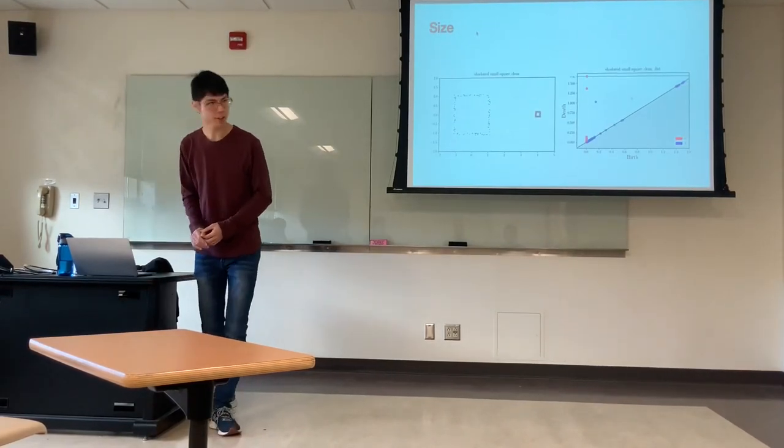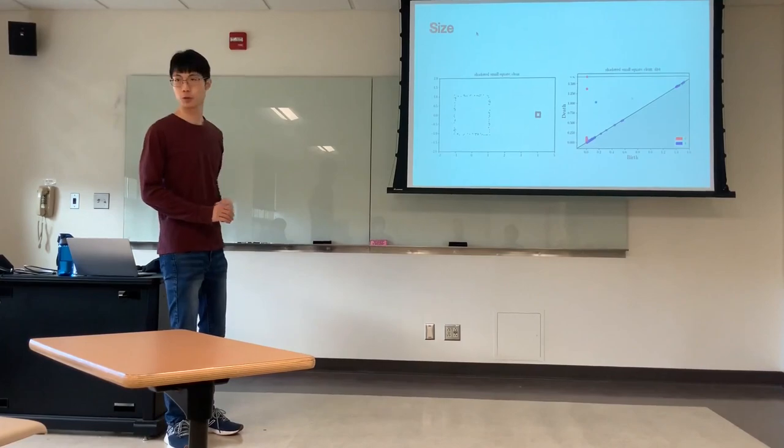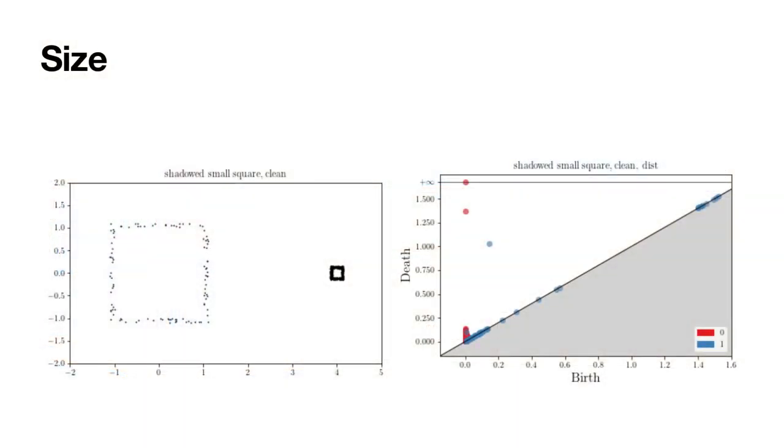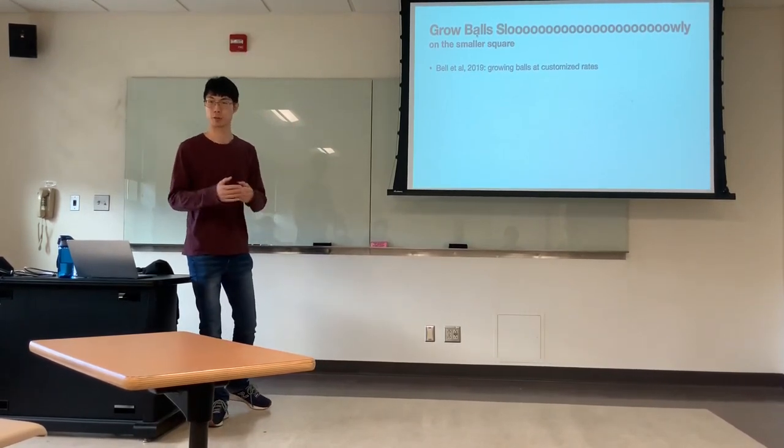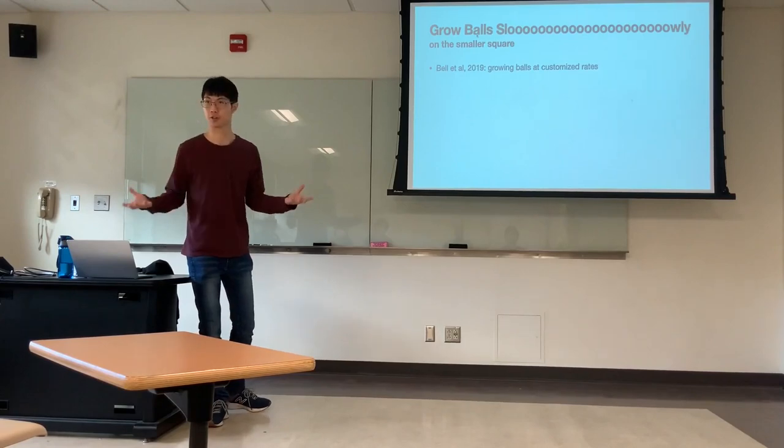So first problem, size. Now, there are two squares on the slide, and then you do a PhD, you learn topological data analysis, and you plug into the topological data analysis machinery, and then you only see one square. So what's the problem? That's because when you grow balls, this small square is quickly filled, and so you cannot easily see that in the traditional setup. Since the problem is that when the ball grows just slightly, the hole is filled, what you could do is grow your balls very slowly on the small square. That will compensate for the smallness of the hole.